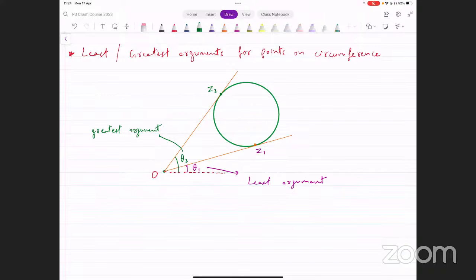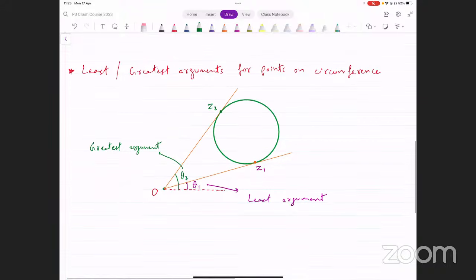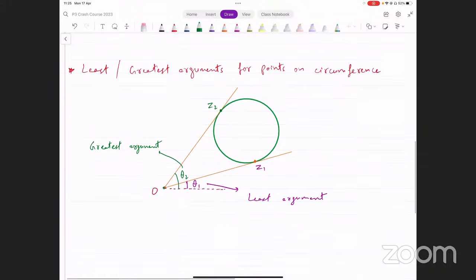All right, so if you're looking for the least argument or the greatest argument, what do you have to do for that? You have to draw tangents to the circle. On one side, you would get the least argument. On the other side, you would get the greatest possible argument. All right, so this covers pretty much all complications that you could get in Loci, but of course, you should do more practice. In the next class, we will just be doing some practice questions.